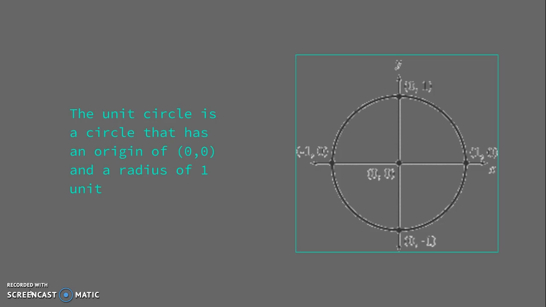The unit circle is a circle that has an origin of 0, 0 and a radius of 1. Right here is the origin, 0, 0, radius of 1 unit, and it goes up to -1 on both the x and y axis.